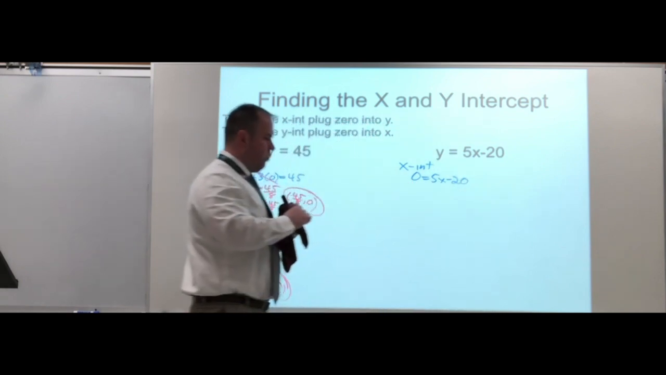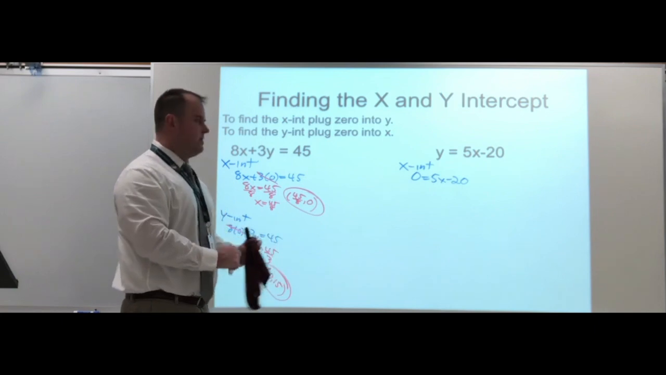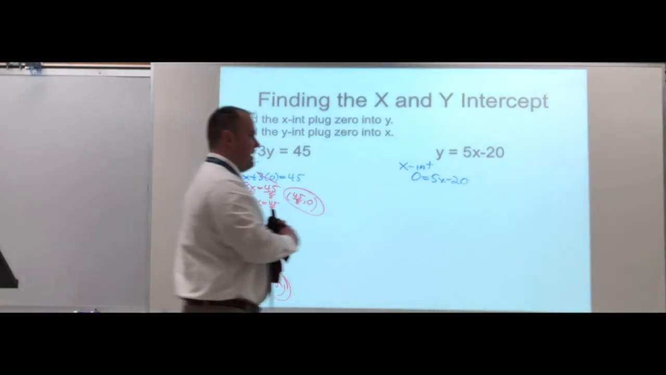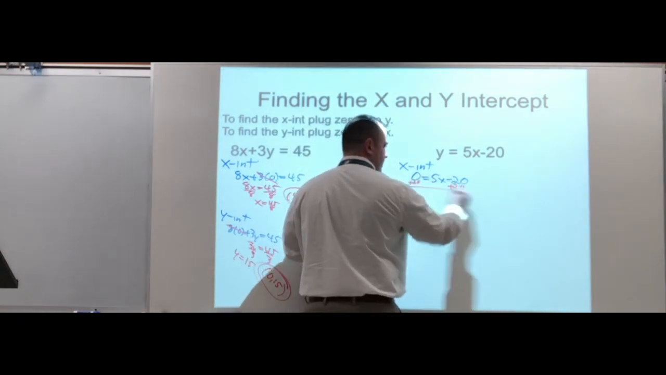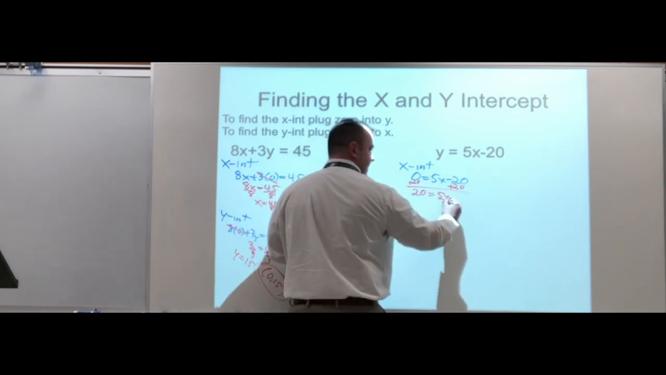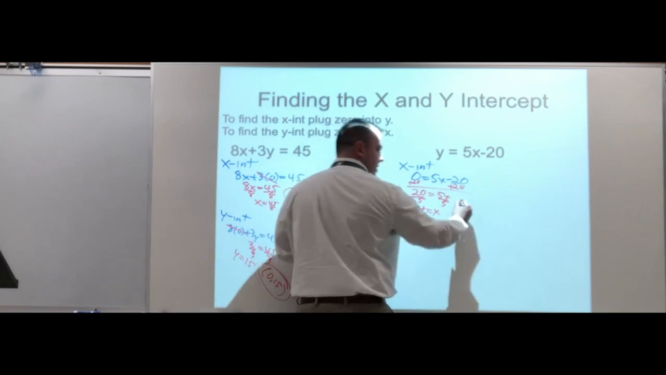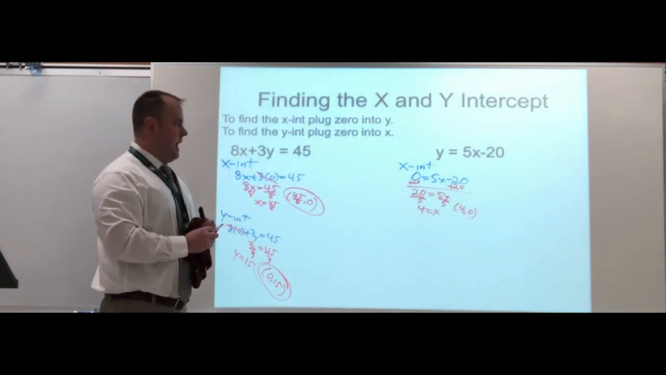Okay, I just want to make sure you watch your signs on here. You can't just divide by 5. I know you have 0 on one side, but you have to get things away from the variable. So I'm going to add 20 to both sides. 20 equals 5x. When you divide by 5, x equals 4. So 4, 0 is my x-intercept.